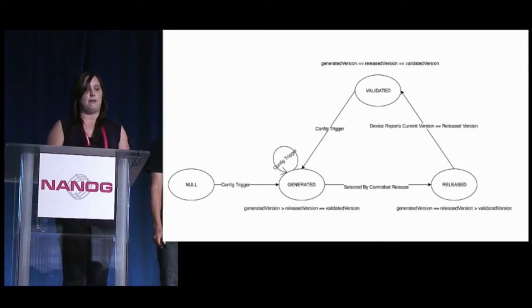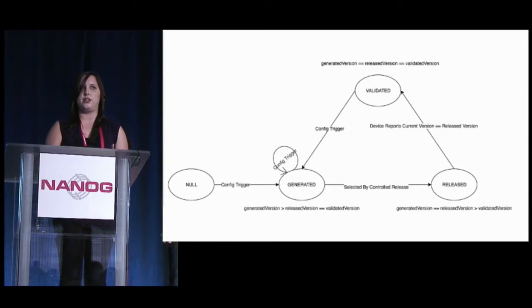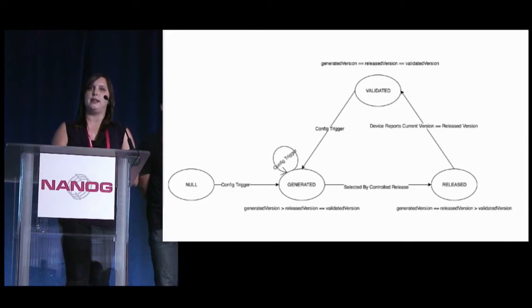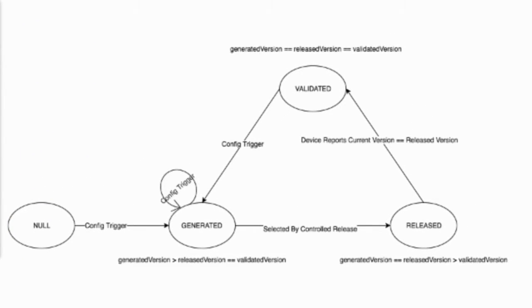So in the release state, we pull in all of those devices that have the matching generated and released versions, and we simply write them to disk. From there, that's where the device agents come in. Those device agents will check that path for a new config. It'll load them up, it'll determine what version it's on, and it'll report that back to our system. Once our system has seen that the version running on the device matches our generated and released versions, then we say we're in the validated state and we're prepared to generate more configs.